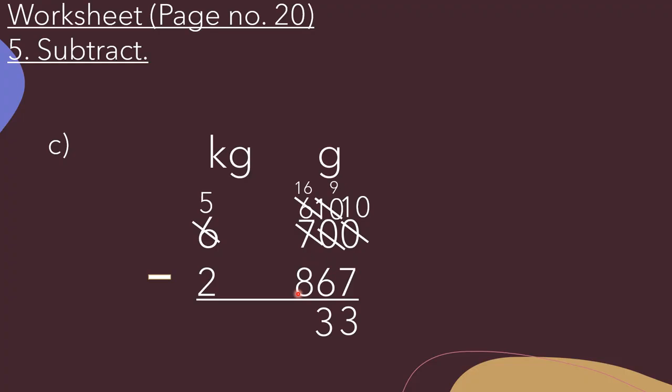15, 14, 13, 12, 11, 10, 9, 8. So here we will write 8. Now 5 minus 2 and that is equal to 3. So what is the answer? That is 3 kilograms 833 grams.